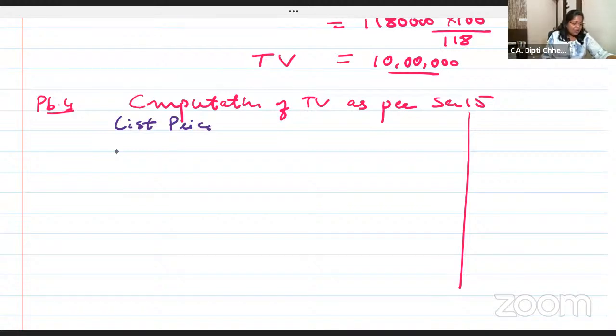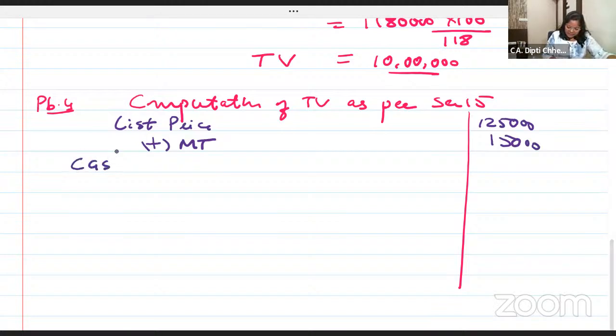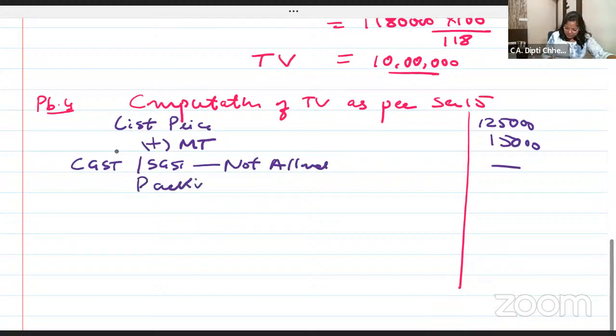List price. This time it's not inclusive. It's excluding the taxes. So it's not 105 and all, 125. Municipal taxes, they have not added. You added 15,000. CGST and SGST not allowed to be added. You want the price, तो कुछ नहीं करेंगे. Packing charges is not included. So packing, inspection, other incidental expenses, so you have to take.